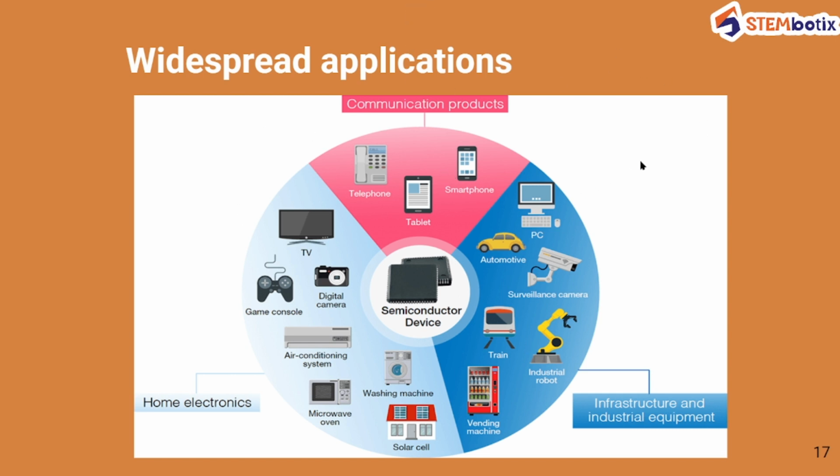You can see this kind of device in telephones, tablets, smartphones, PCs, automotive surveillance cameras, trains, industrial robots, vending machines, solar cells, washing machines, microwave ovens, air conditioning systems, gaming consoles, digital cameras, and TVs.